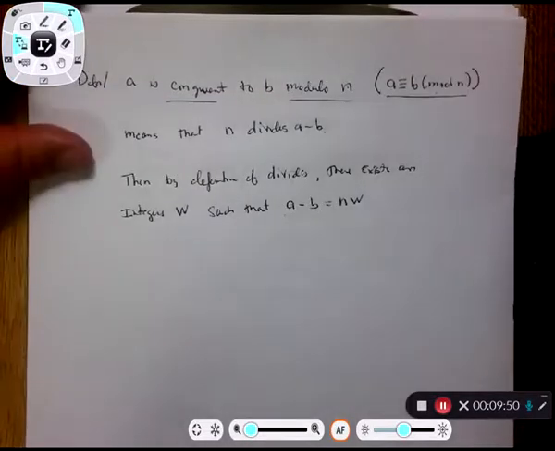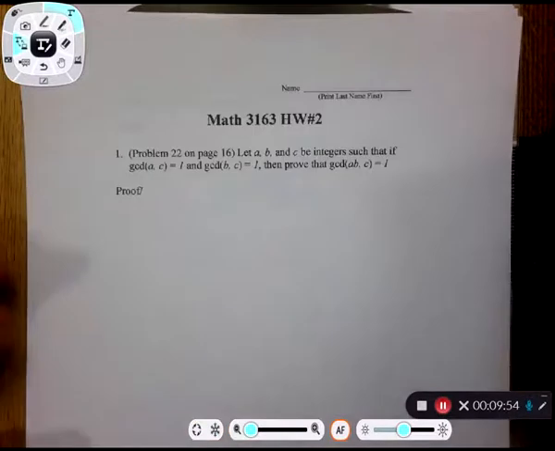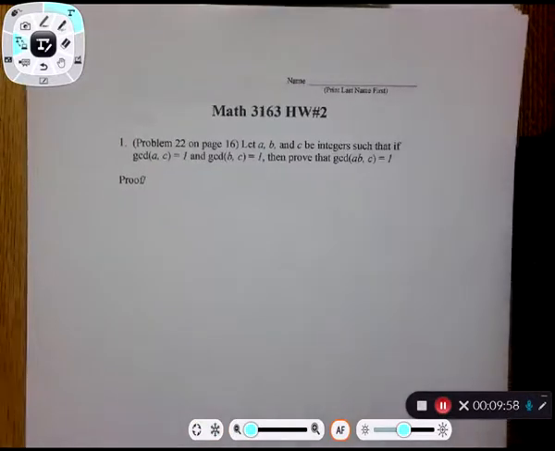So let's take a look at the homework set real quick. All right, on this particular problem, another one right out of your textbook: let A, B, C be integers such that the GCD of A and C equals 1 and the GCD of B and C equals 1. Then prove that the GCD of A times B and C is equal to 1. And you want to prove it, not just say it's clearly and obviously true. You want to actually do a direct proof.